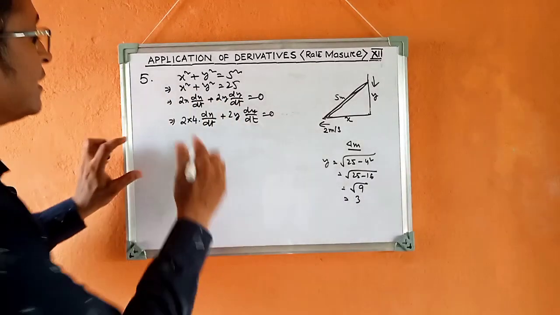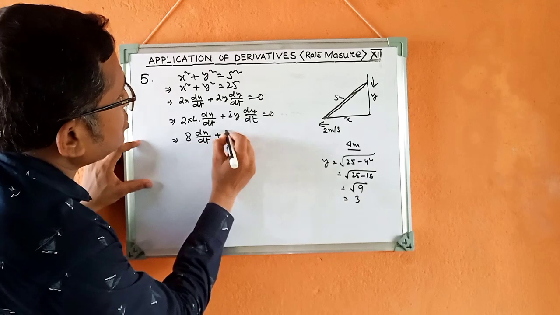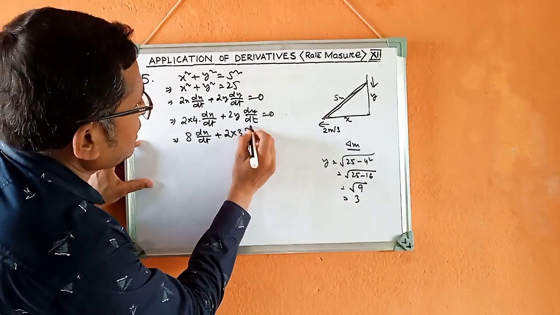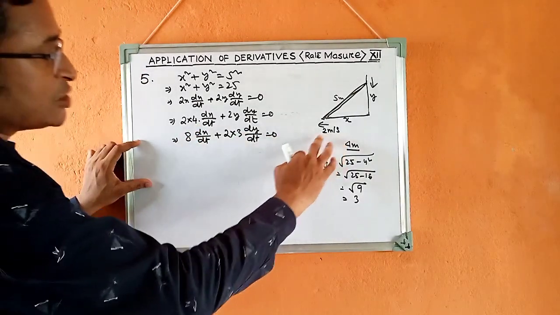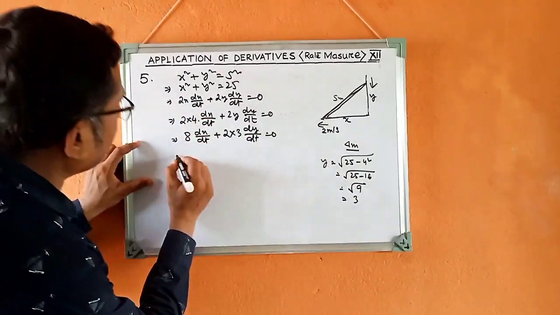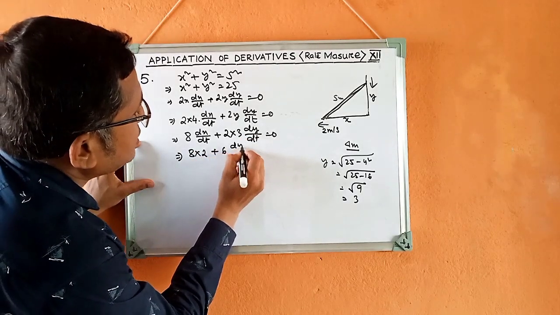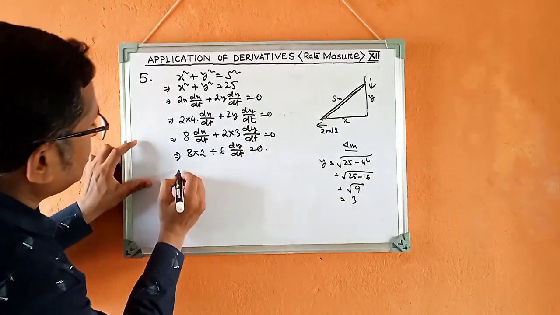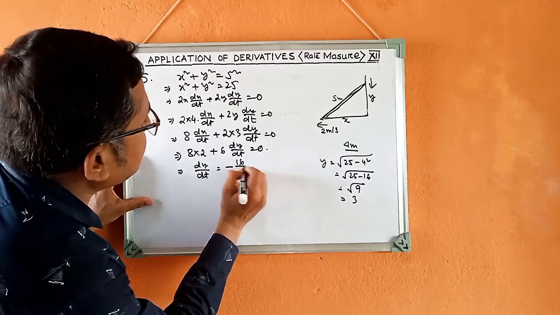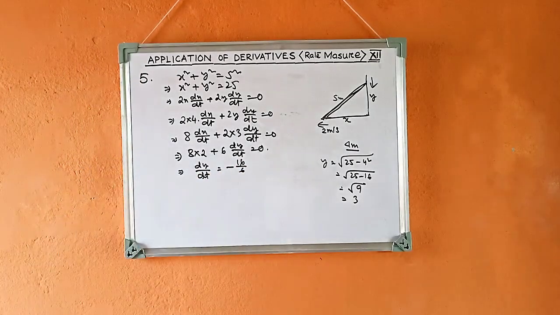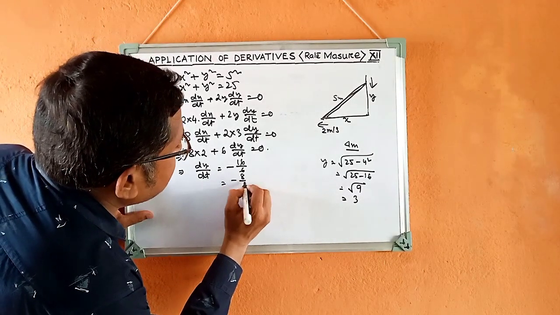Now put the value of y here. So we get 8 into dx by dt plus 2 into y, that is 3, into dy by dt equal to 0. Now dx by dt is 2 meter per second, which is also given. Just put the value. 8 into 2 plus 2 into 3 is 6, dy by dt equal to 0. So dy by dt equal to minus 16 divided by 6, which is minus 8 divided by 3.